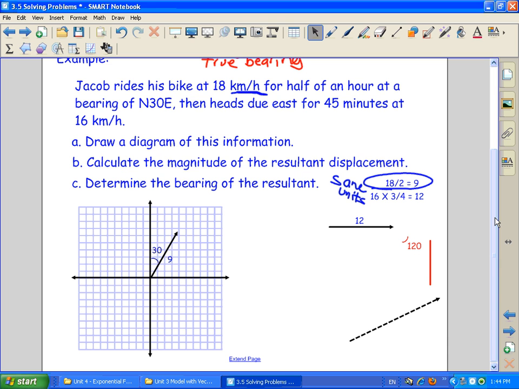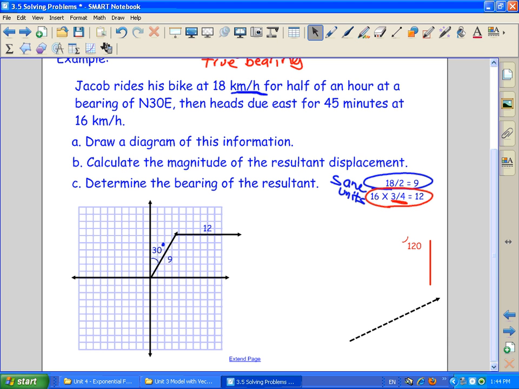All right. So that's our first vector. Notice that it has a direction and it has a magnitude. The magnitude is 9, not the 30 degrees that is part of the problem. That's just giving us the direction. So vector 1 is done. Then he heads east, which is easy to draw, for 45 minutes at 16 kilometers an hour. For 45 minutes, you should note, ladies and gentlemen, that's 3/4 of an hour. So 16 times 3/4 equals 12. So we're going to take that and place that on here.